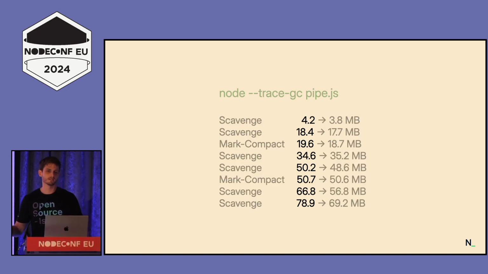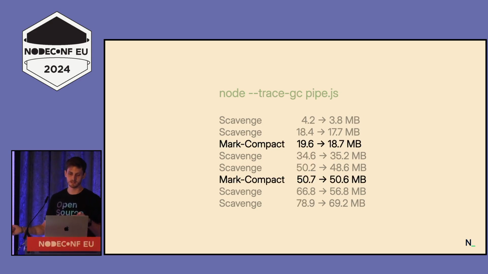So what we can see is that they are steadily increasing, and also we can see something interesting: in the mark compact phase, which is the major phase of garbage collection, we have almost no release of resources, which is pretty significant.